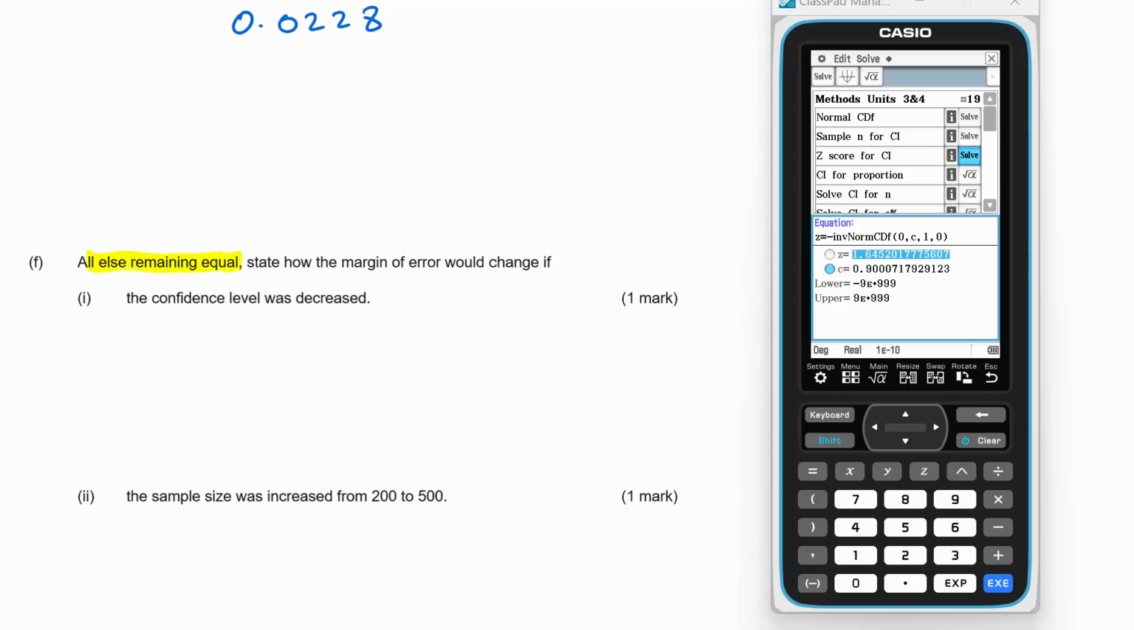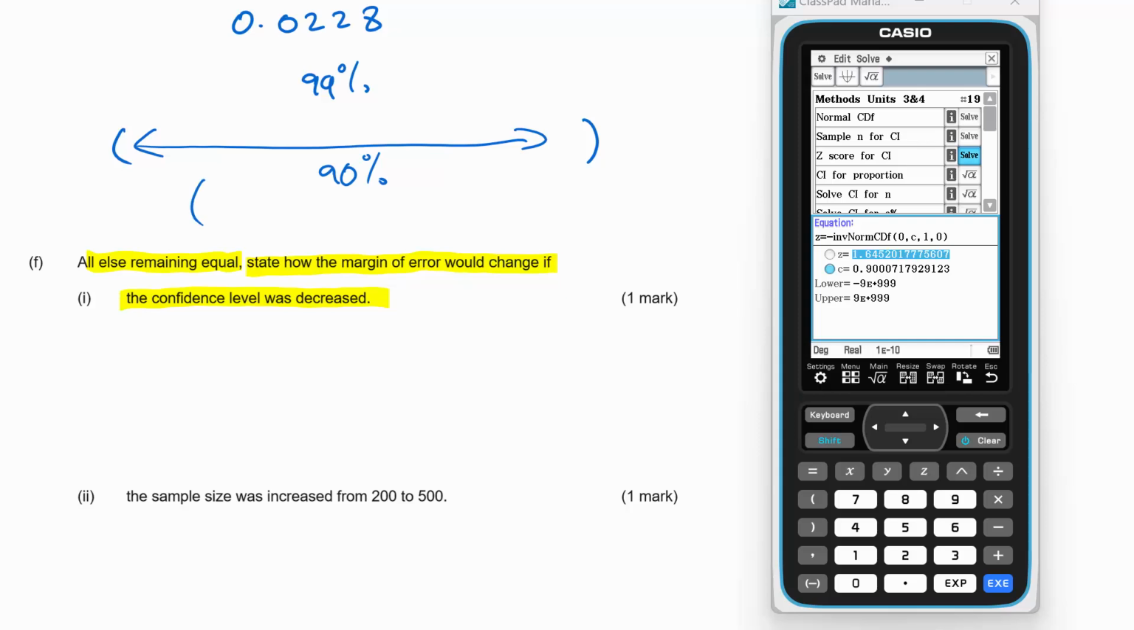All else remaining equal, state how the margin of error would change if the confidence level was decreased. Well, you know that if you have a 99% confidence interval, then it's quite wide. And if you went for a 90%, it would be narrower. So that is going to mean margin of error decreases.